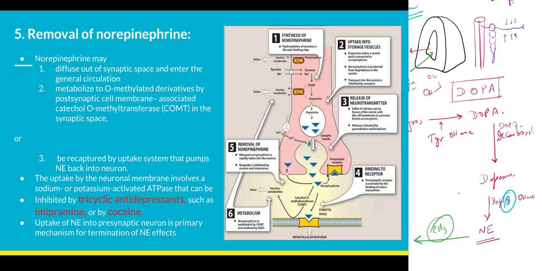Once this entire thing is done, our final step, like I told you, is removal of norepinephrine, because we don't want the action potential to go on forever. So if we talk about removal, you will see that there are a few options. Again, you can follow my cursor. Way number one is that it diffuses out of the synaptic space and enters into general circulation. This is where it develops into inactive metabolites, and then it goes out through the urine.